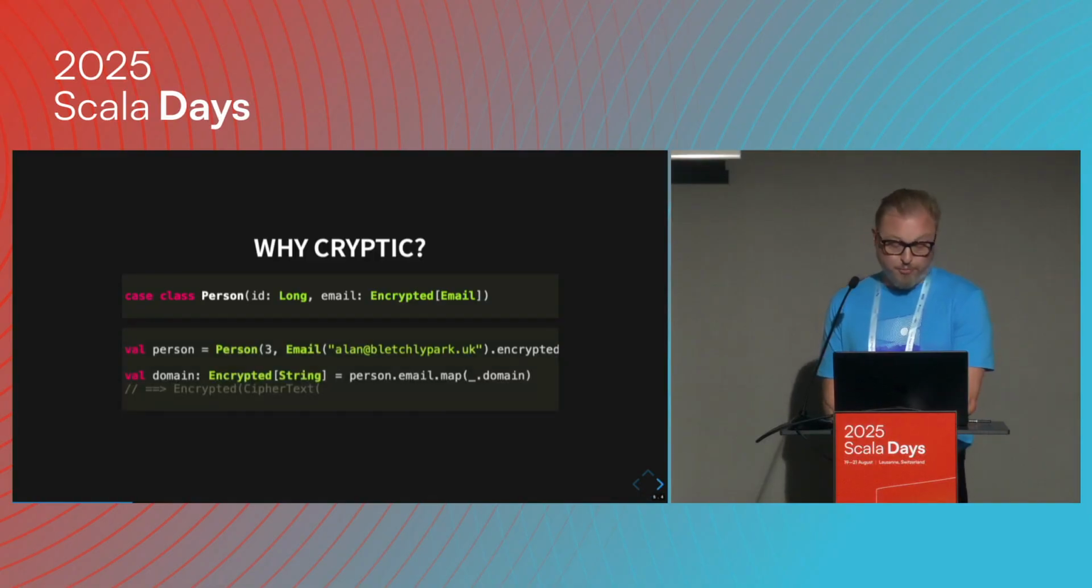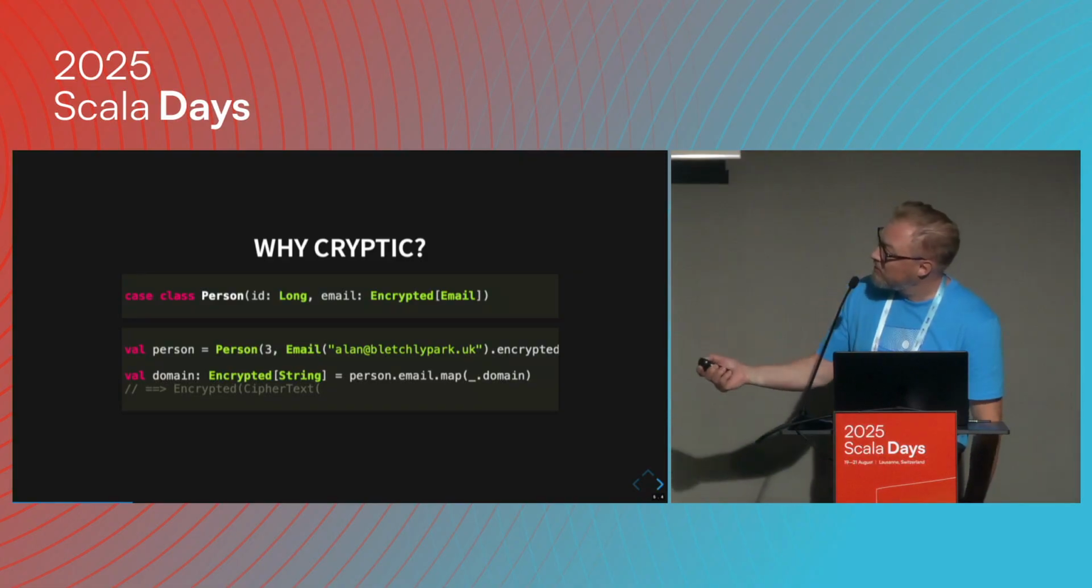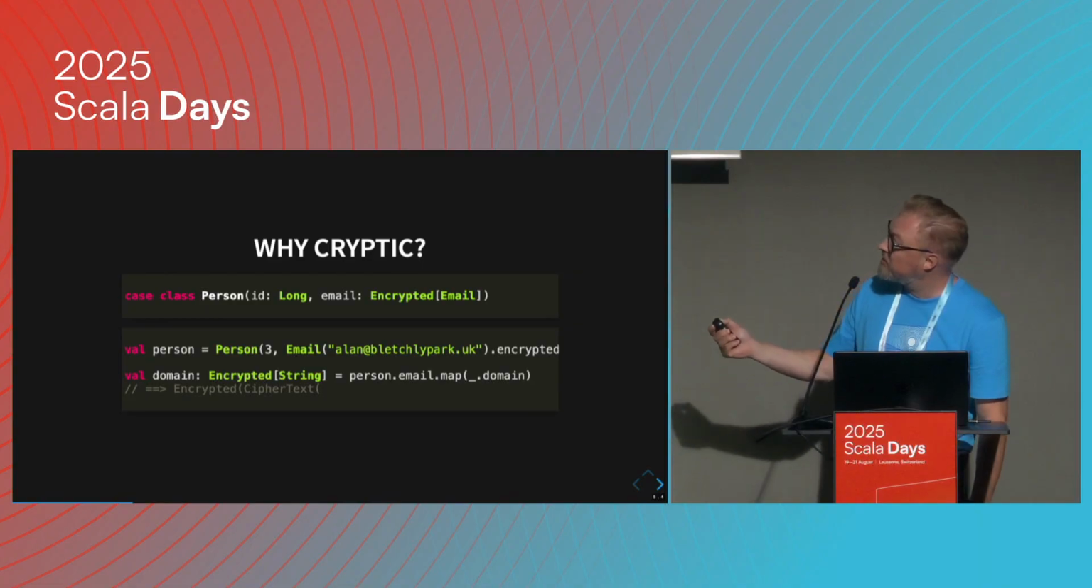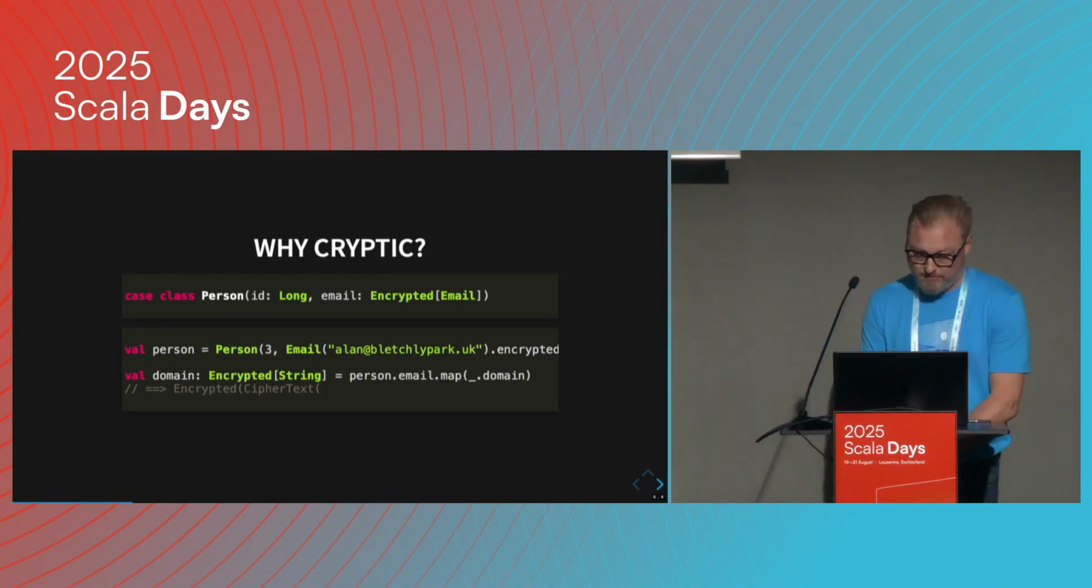And you can use operations on your encrypted values. In this case, we're mapping the email to the domain. It's still encrypted, but you see the types here. So we get back another encrypted value, but now it's a string, the domain part of the email.